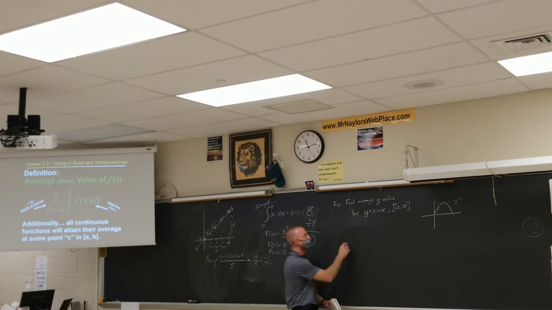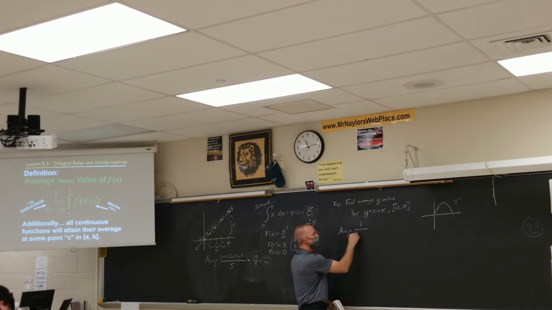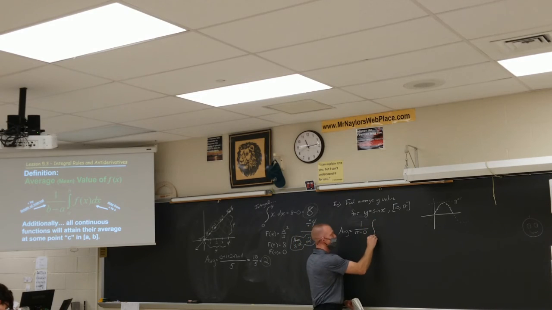And of course, to find out, all you have to do is take 1 over the length of the interval. Now, the length of the interval is just going to be pi minus 0, which is pi, but we'll show it, times the integral of sine.